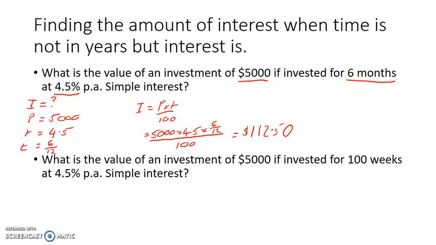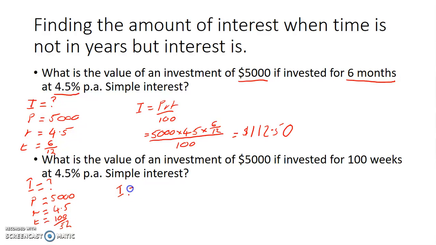What is the value of an investment of $5,000 if invested for 100 weeks at 4.5% per annum simple interest? So again, we're going to write down the letters that we know: I, P, R, and T. Interest in this case we still don't know. Principal was 5,000. Interest rate 4.5, and time is 100 weeks, but it's out of 52 weeks in a year.